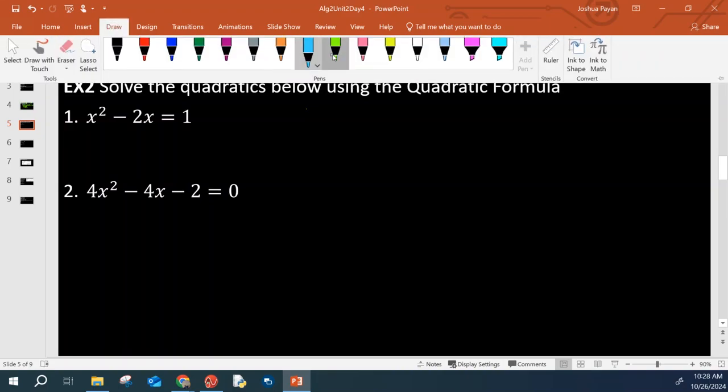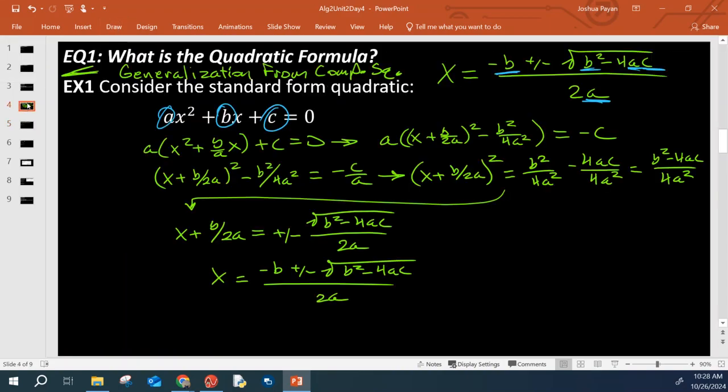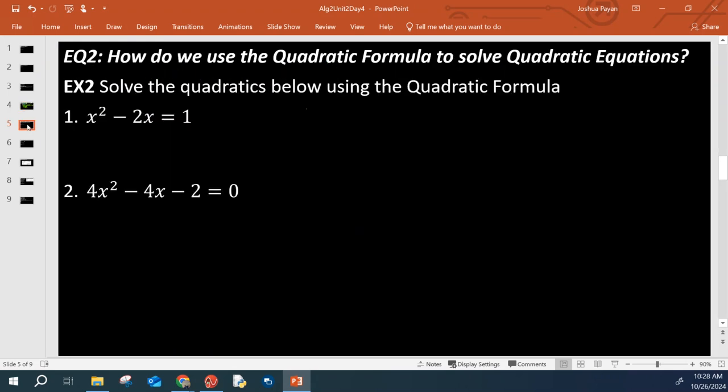Okay, in this video, so in the previous video, we talked about the quadratic formula and where it came from, mostly where it came from because that takes a while. And in this video, we're going to actually practice using it. We're going to actually put it to use, right?